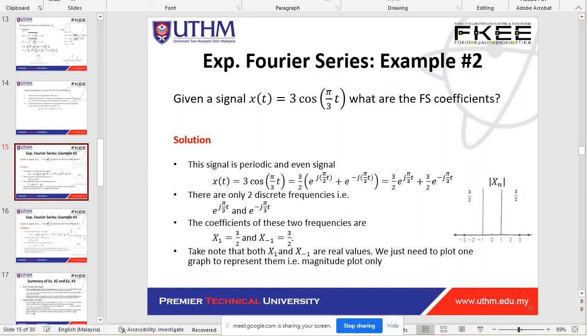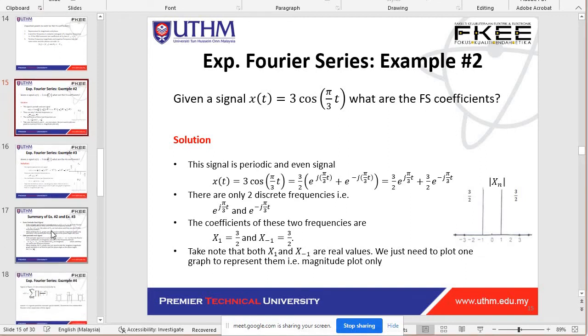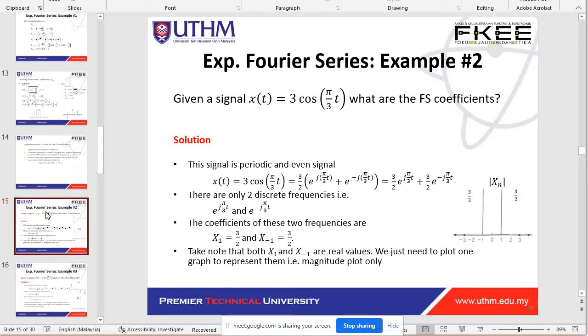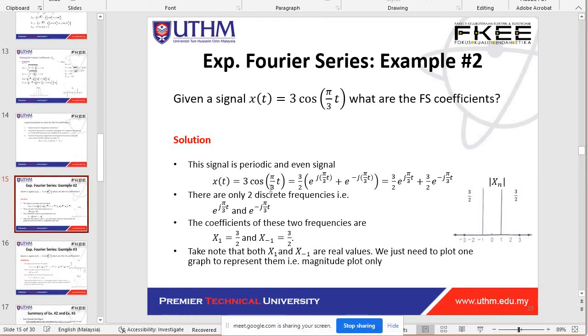Okay, class, welcome back. So this is example 2. Given a signal x(t) is equal to 3 cos(pi over 3 t), what are the coefficients? And then another question is sine cos. Yeah, it's example 2. So we will discuss this question.